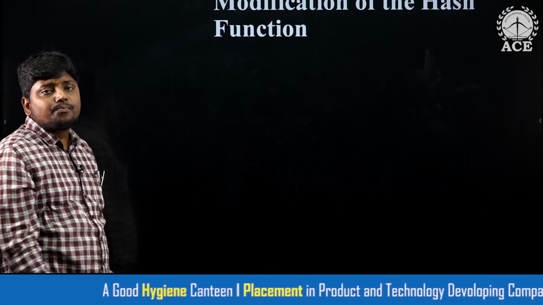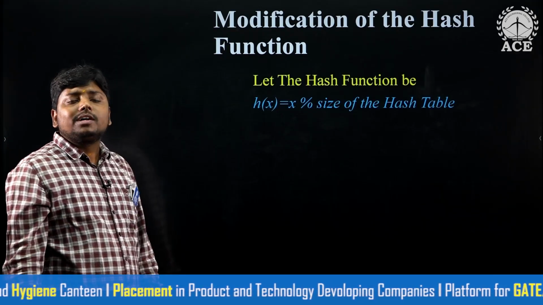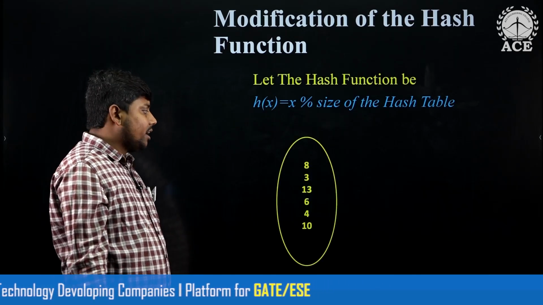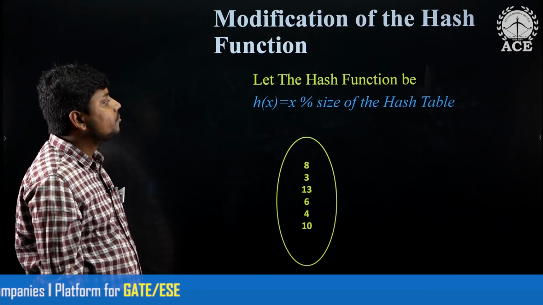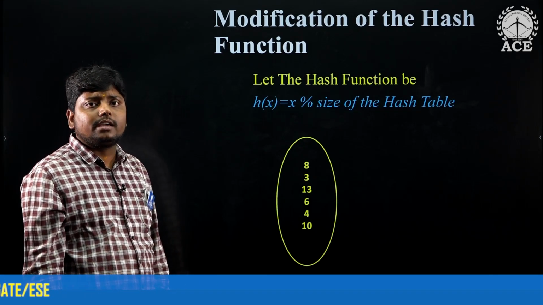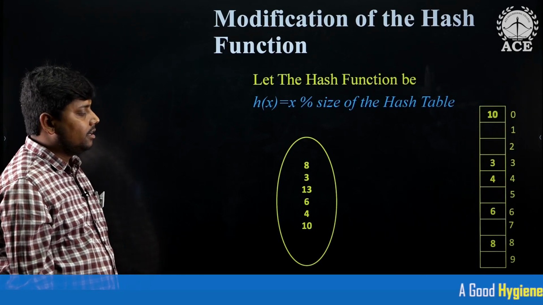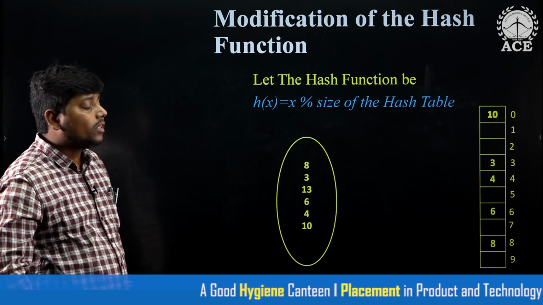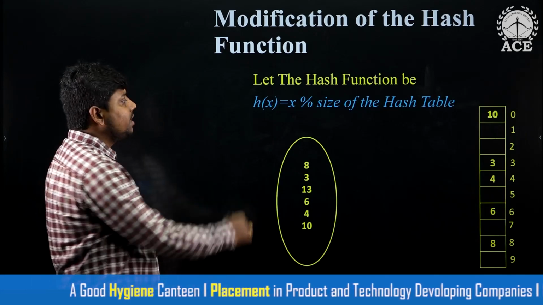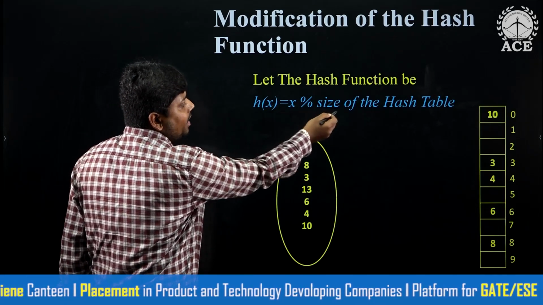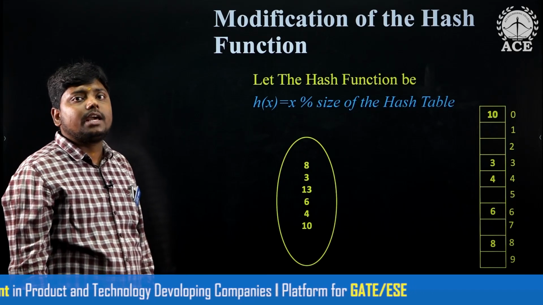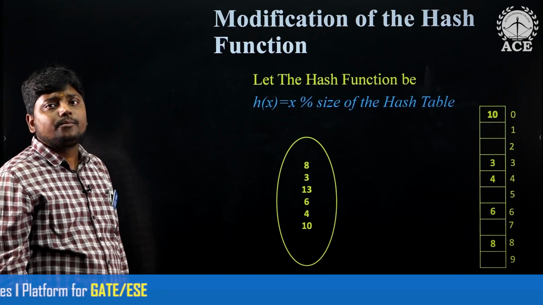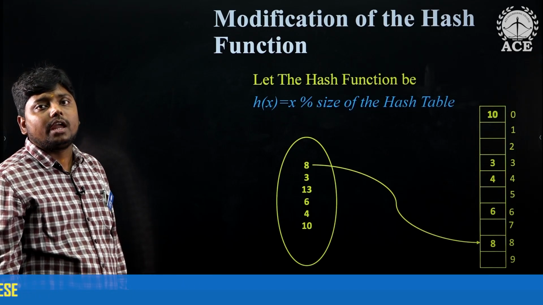Okay, so let's modify the hash function. So now the hash function is x mod size of the hash table. The elements are 8, 3, 13, 6, 4, 10, the same elements. And suppose we are taking a hash table of size 10, meaning the index runs from 0 to 9. Now, in order to store 8, what is the hash value of 8? h(8) is equal to 8 mod 10, because the size of the hash table is 10. So 8 mod 10 is 8. So the element 8 is mapped to index value 8.